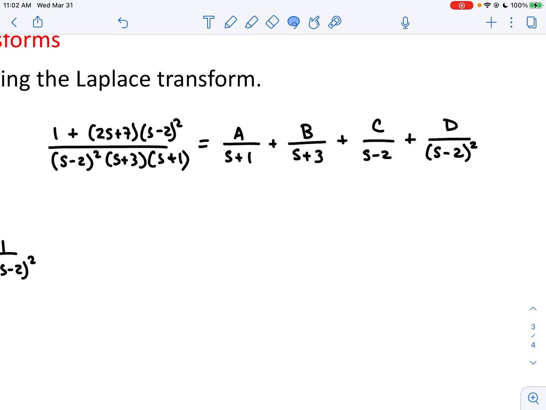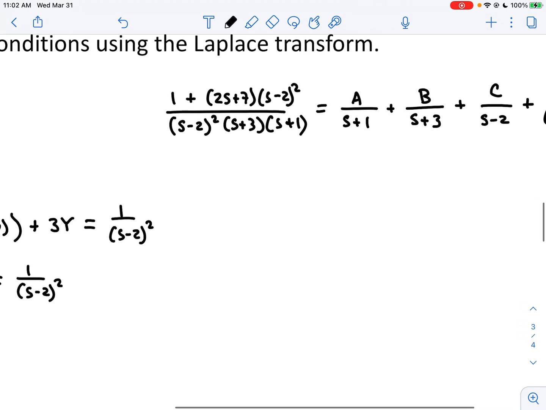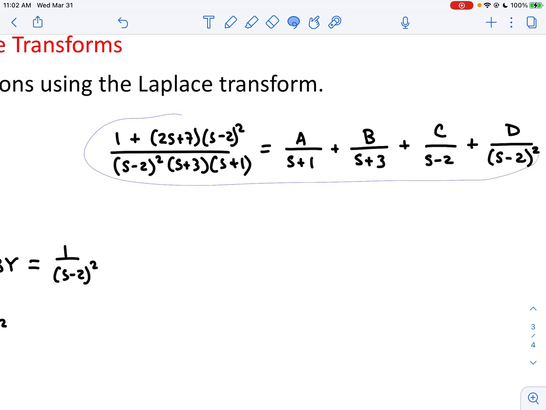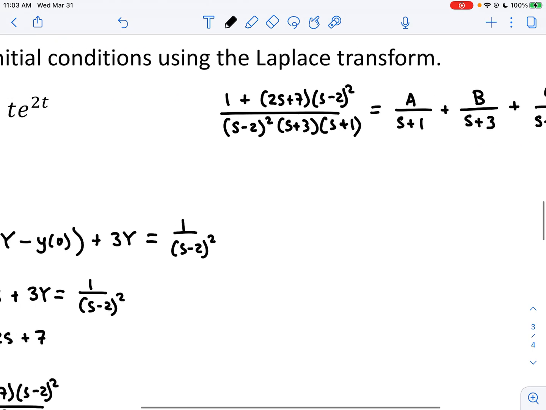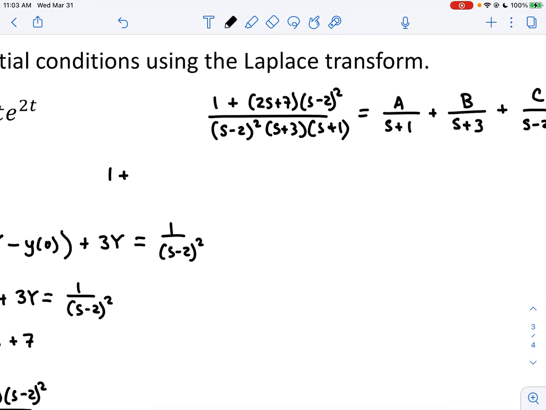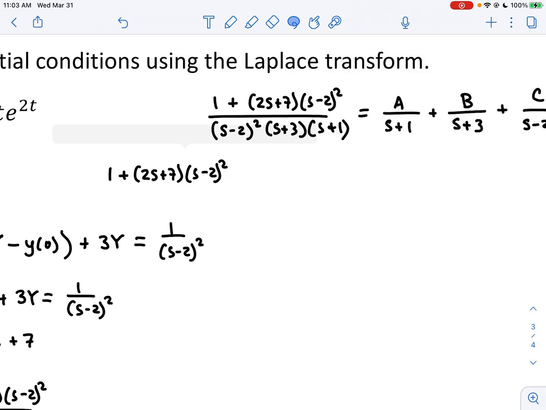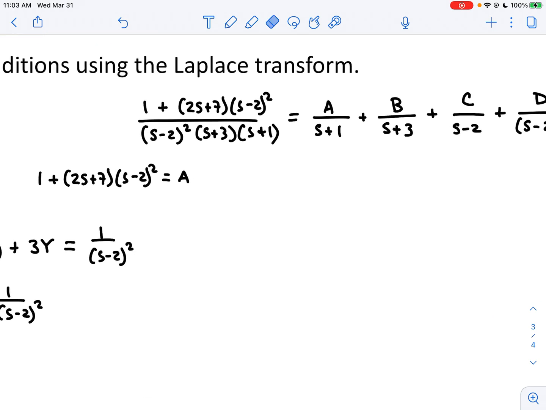Now I'm going to multiply both sides by this denominator, I won't write it, and then simplify. On the left side of this equation, we're going to get just this numerator, equals A times, and what will be left next to the A, the s plus 1s will cancel, so the s plus 3 will still be there, and both s minus 2s will be there.